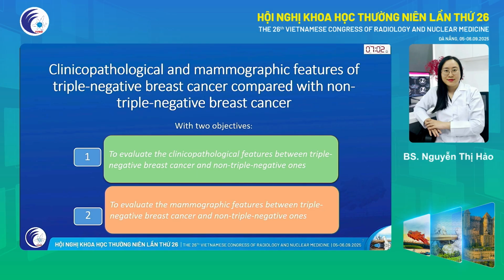The first one is to evaluate the clinicopathologic features between triple-negative breast cancer and non-triple-negative breast cancer. The second one is to evaluate the mammographic features between triple-negative breast cancer and non-triple-negative ones.